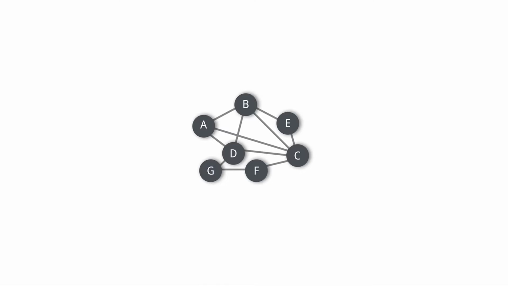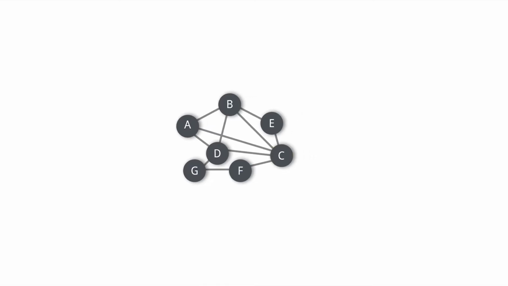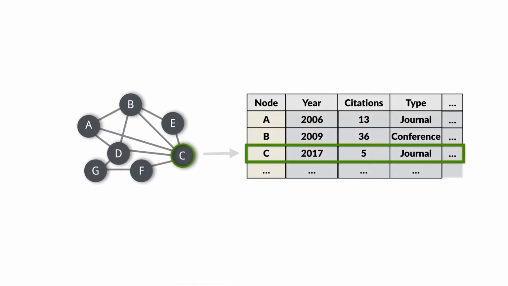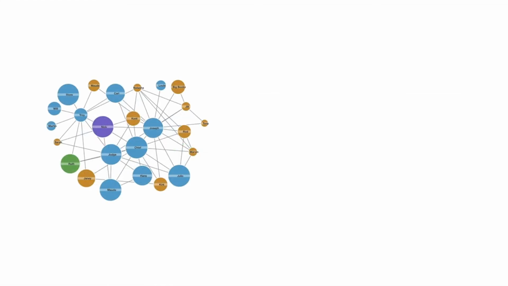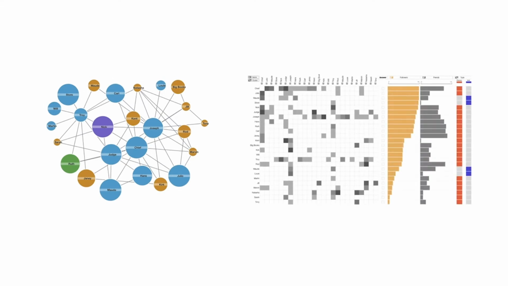Multivariate networks are those that have both the structure of the graph as well as attributes associated to the nodes and edges. In this work, we conduct a crowdsourced user study to compare the two most common forms of visualizing multivariate networks, the node link diagram and the adjacency matrix.